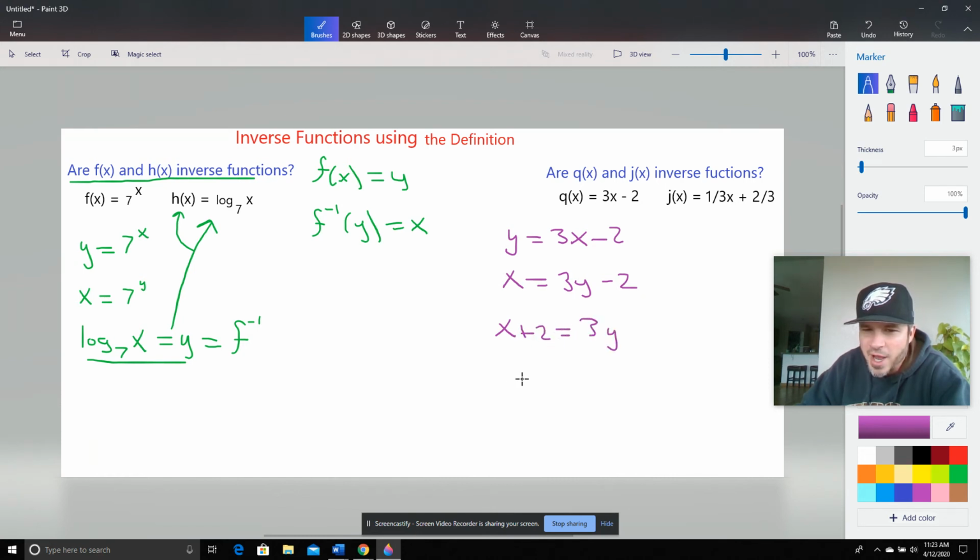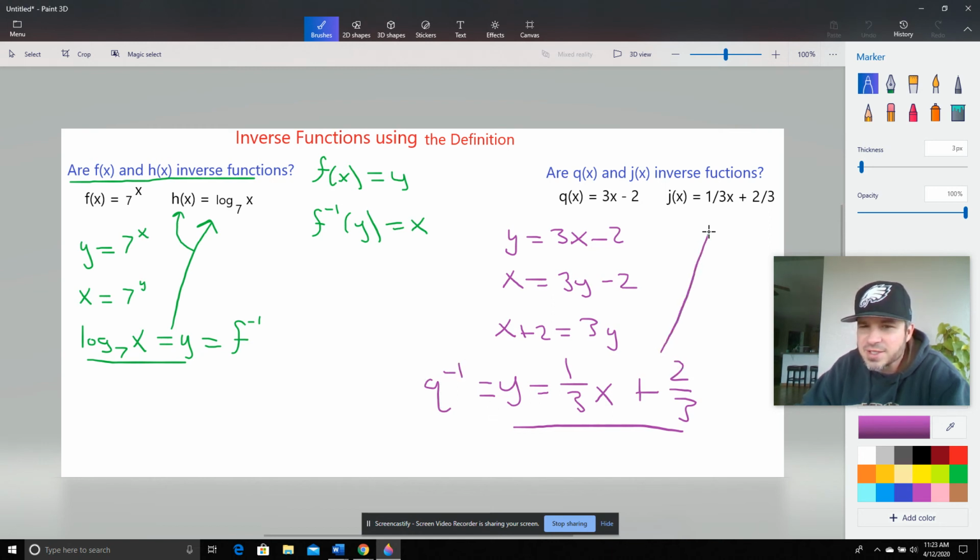Then we're going to divide by 3. So we're going to get y is equal to 1/3 x, divided by 3, plus 2/3. Distribute that division. This then is the inverse of q by definition. Since it looks the same as this function, we say that j and q are inverse functions.